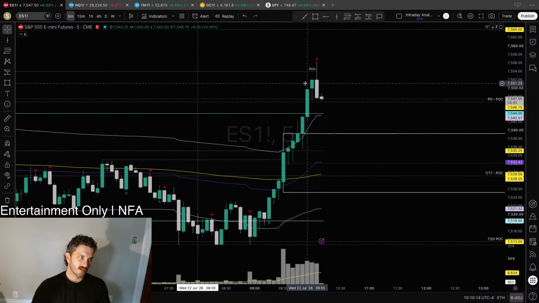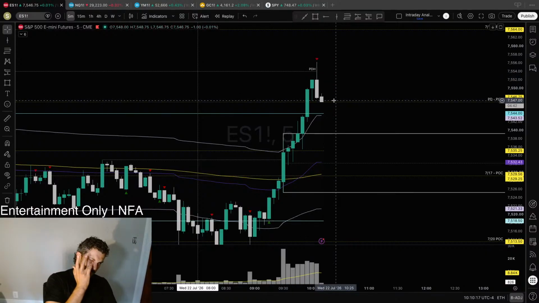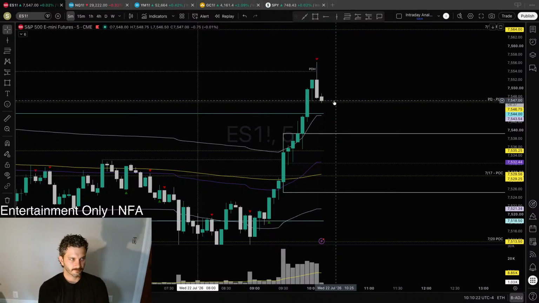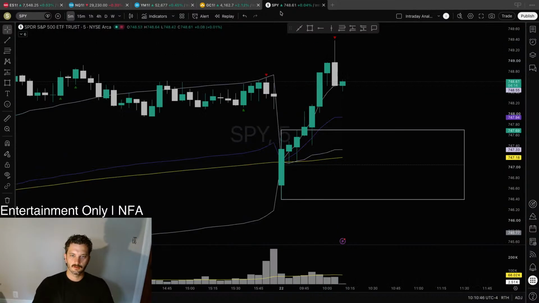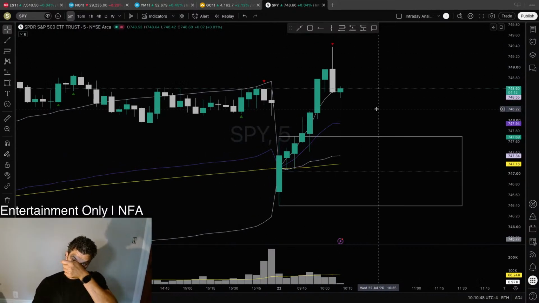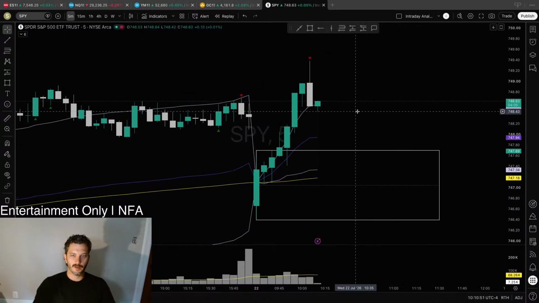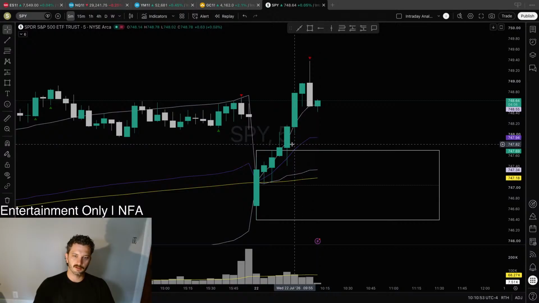Previous day high, previous day point of control stacked up over there. Starting to reverse. Here's our pullback, potentially pullback back into ORB.